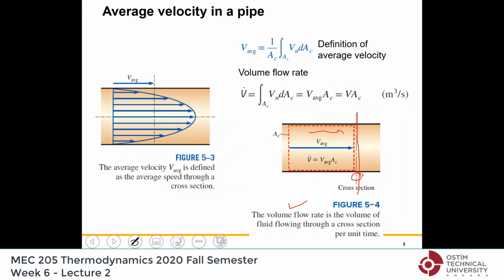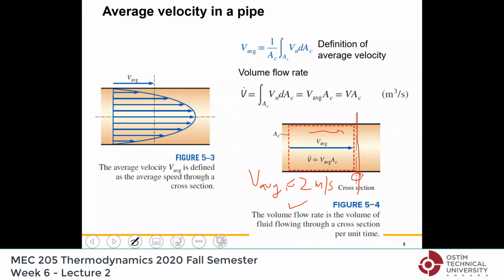Now keep in mind, let's consider this region within the red dots there. Let's say the average velocity is V average, and let's say it is 2 meters per second. What does it mean? The fluid moves 2 meters per second.